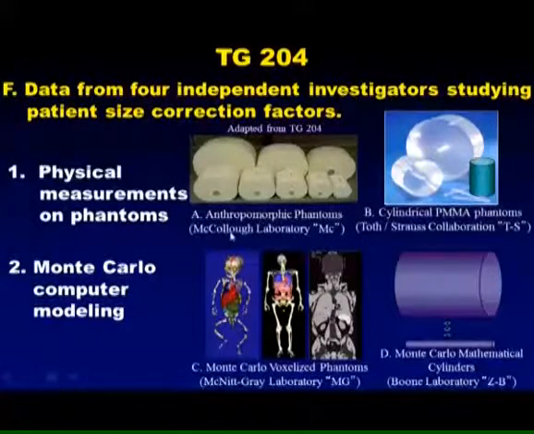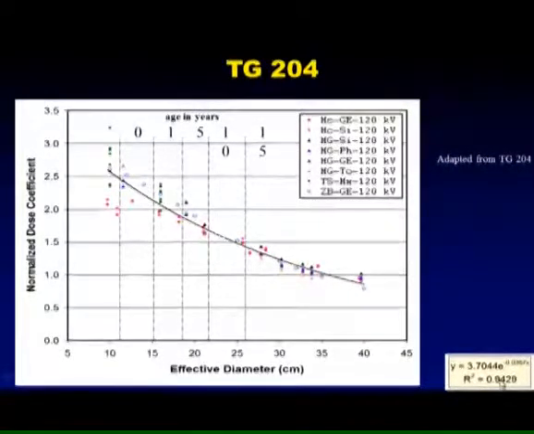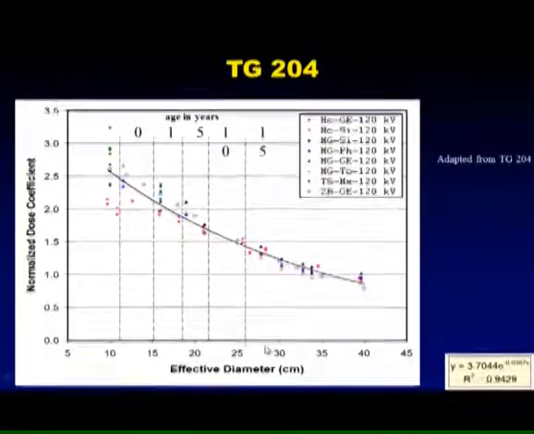And so we took all our data, we combined it, and we were shocked when we did a fit that we got an R-squared correlation factor of 0.94. What we have here is the effective diameter of the patient and what's called a normalized dose coefficient, which is just going to become our conversion factor.